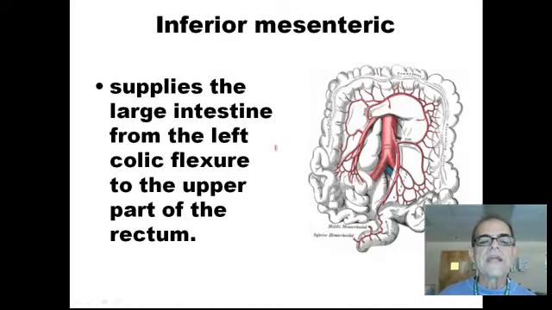The inferior mesenteric artery supplies the large intestine from the left colic flexure to the upper part of the rectum and makes an anastomosis. A branch of the inferior mesenteric artery connects with the superior mesenteric artery and makes an anastomosis, a communication between two arteries.